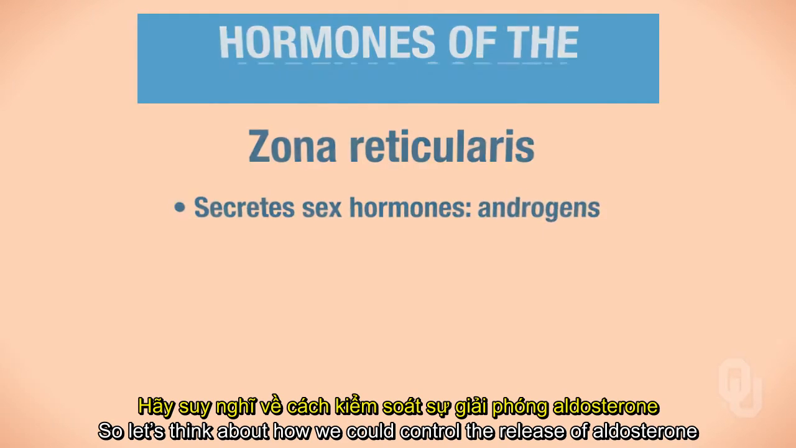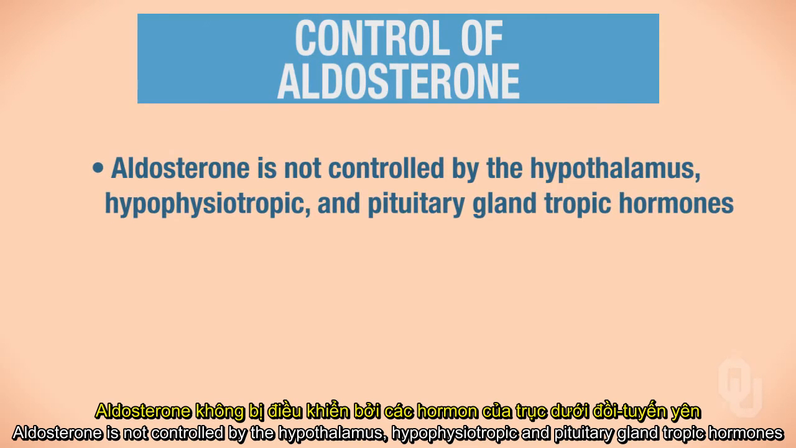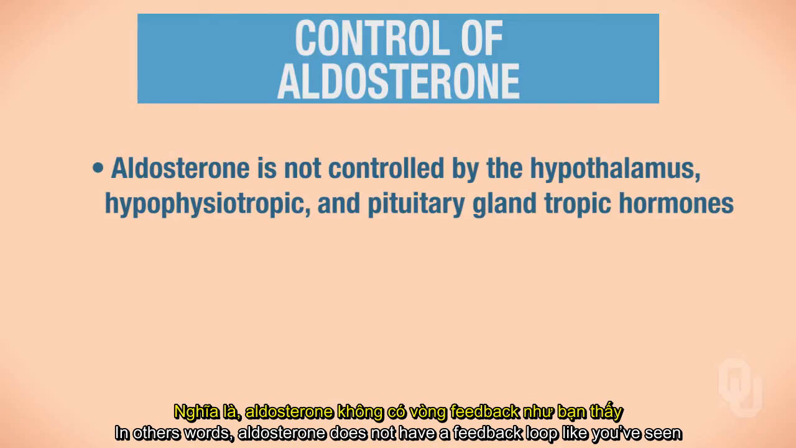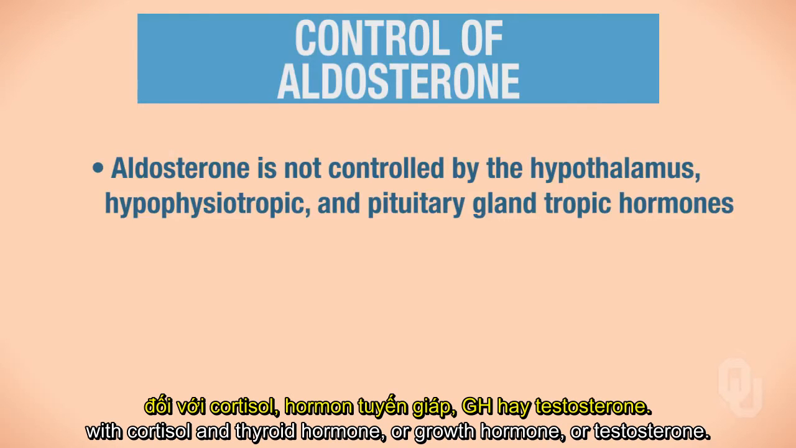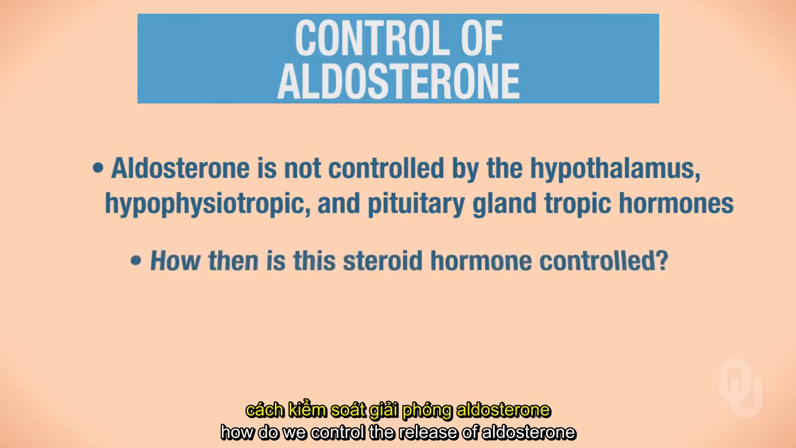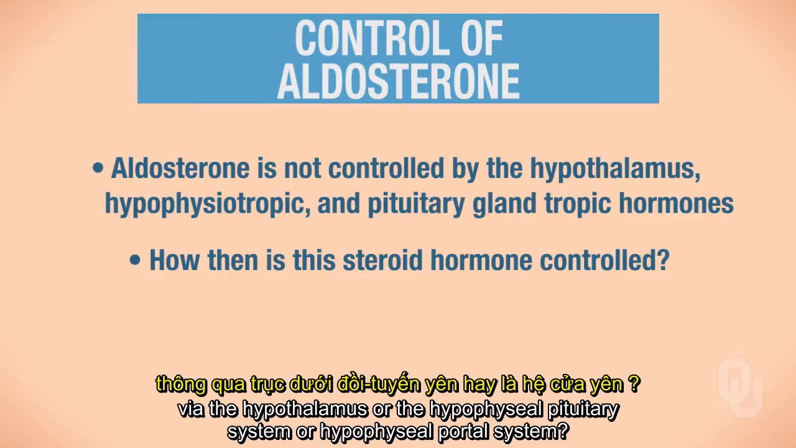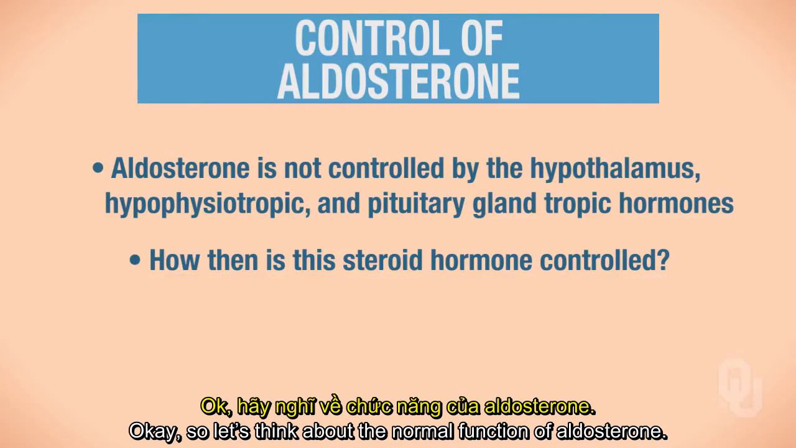So let's think about how we could control the release of aldosterone. Aldosterone is not controlled by the hypothalamus, hypophysiotropic, and pituitary gland tropic hormones. In other words, aldosterone does not have a feedback loop like you've seen with cortisol or thyroid hormone or growth hormone or testosterone. So we need to start thinking about, well, how do we control the release of aldosterone if it's not controlled or regulated via the hypothalamus or the hypophysial pituitary system or hypophysial portal system?